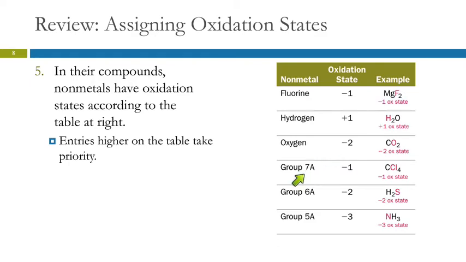Group 7 elements form -1 ions. Group 6, -2. Group 5, -3. So this list is saying who gets what they want. And you have to go down the list. So the trick is, how do you remember the list?